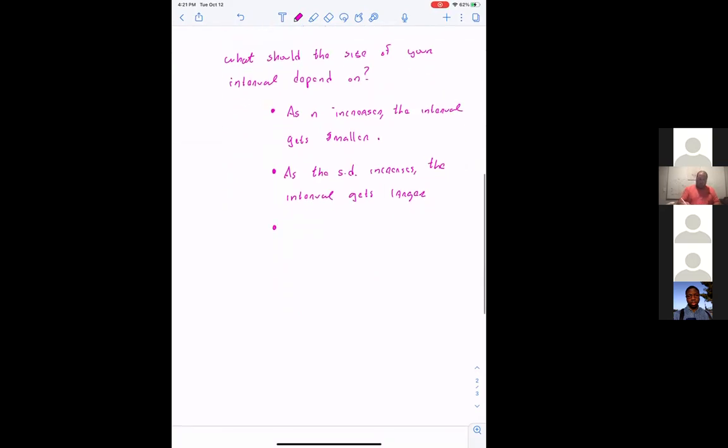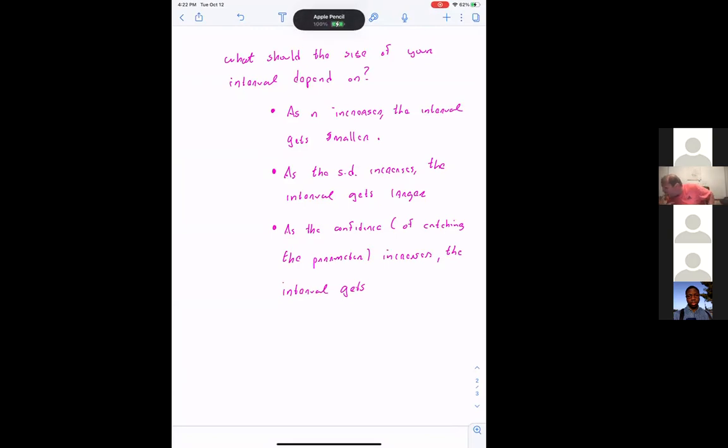Okay. The third one is how confident you want to be that you caught it. If I require 99% confidence and you only require 80% confidence, one of us can be a little looser with our sample size. So as the confidence increases, confidence of what? Of catching the parameter. As the confidence of catching the parameter increases, the interval gets what? Larger or smaller?